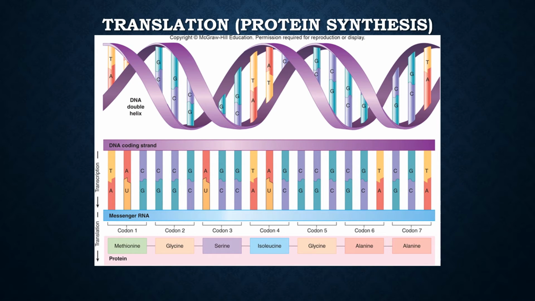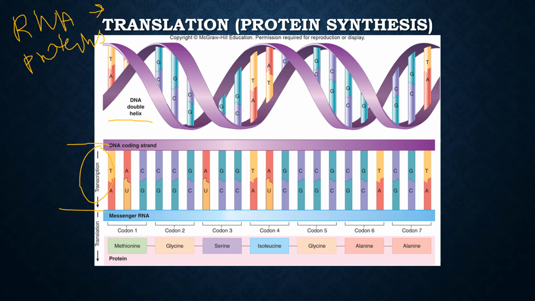Now, translation is the next process. So this is going from RNA to proteins. And so this is happening now on the ribosomes. And again, we have our template that we made from the DNA double helix. And so now we had that transcription from DNA to mRNA. So you have to think about it as like an interpreter for different languages, okay?